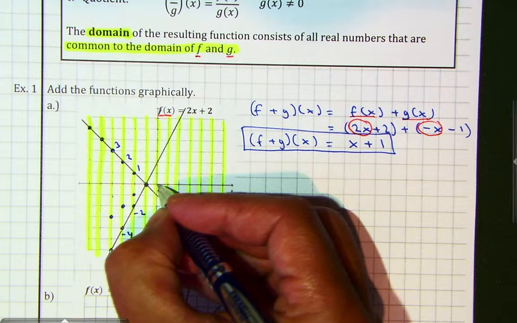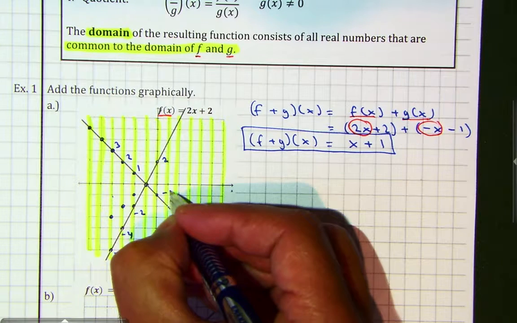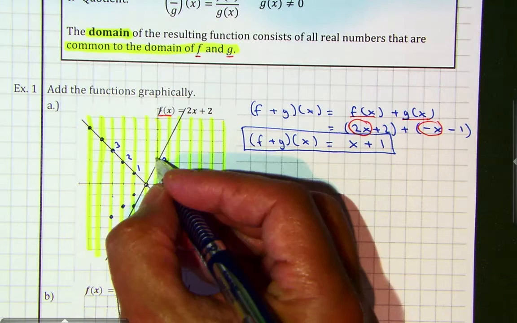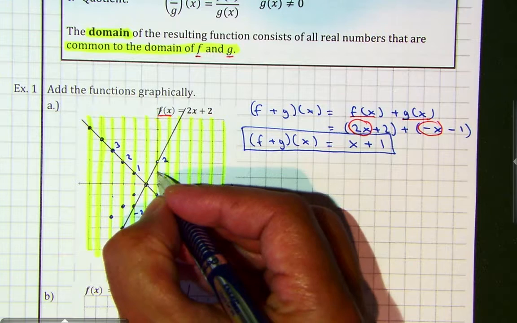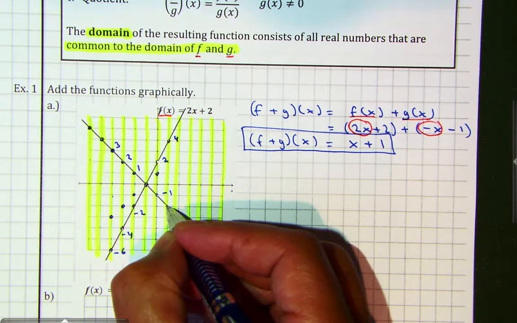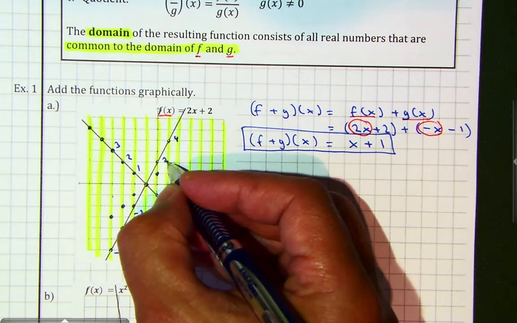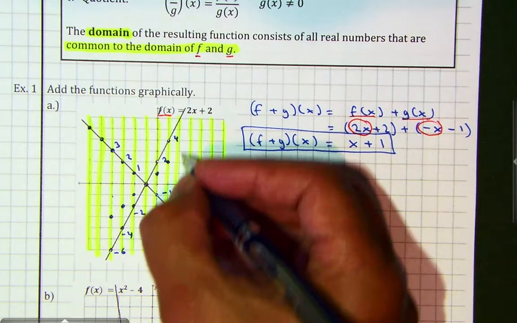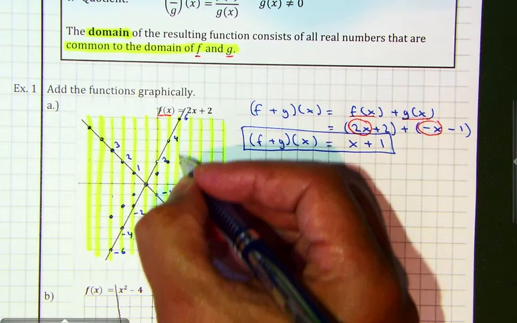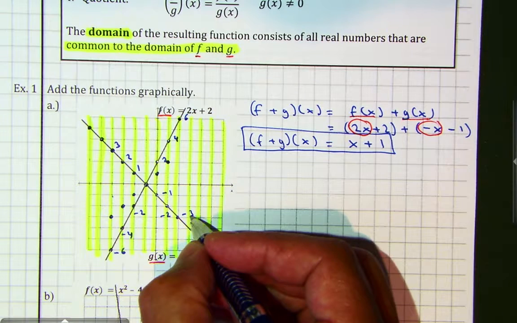On the next one, at 0, the y value is 2 for f of x. The y value is negative 1 for g of x. So 2 plus negative 1 is positive 1. For the next one, the y value is 4, and the y value is negative 2 for g of x. So 4 plus negative 2 gives me positive 2. For the next one, I still see a point, which is at 6, and the y value here is negative 3. So 6 plus negative 3 gives me 3.